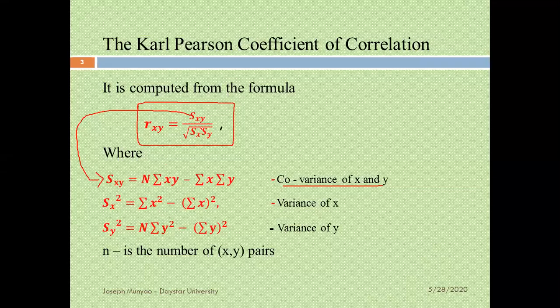Now, the standard deviation of x when you square it becomes the variance. So the variance of x is expressed this way, while the variance of y is expressed the other way around. Now, the capital N that we are using is the number of pairs of x and y that we shall be given.